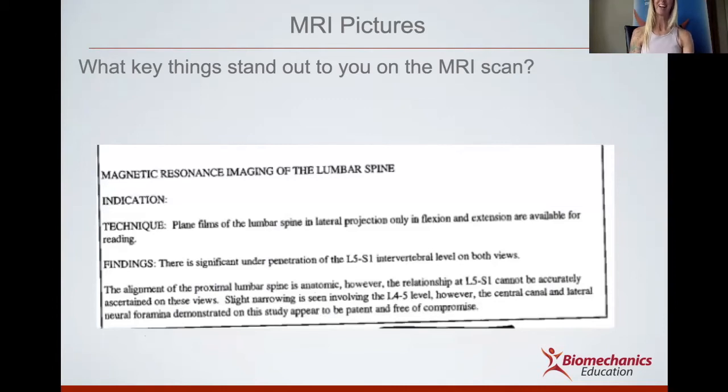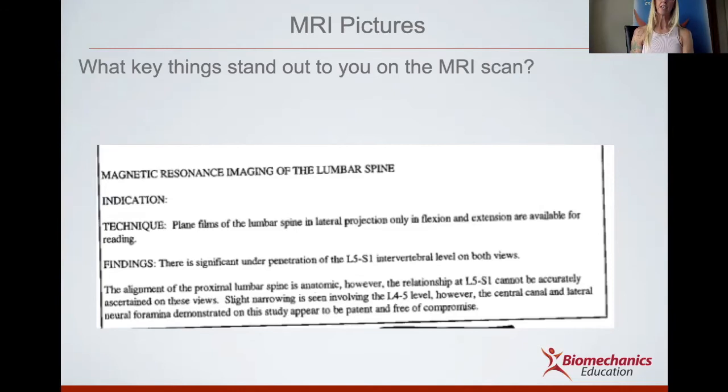So coming back now, hopefully you're back from the pause. Did you pause? What we're looking at here is a completely different report written about the MRI scan. And the first area, the magnetic resonance imaging of the lumbar spine, gives a technique which is the plane films of the lumbar spine in lateral projection. Only flexion and extension are available for reading. So it's just describing the technique used for this scan.